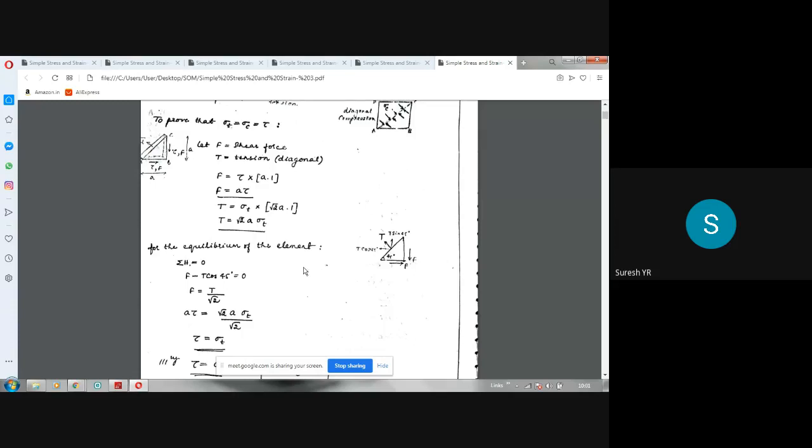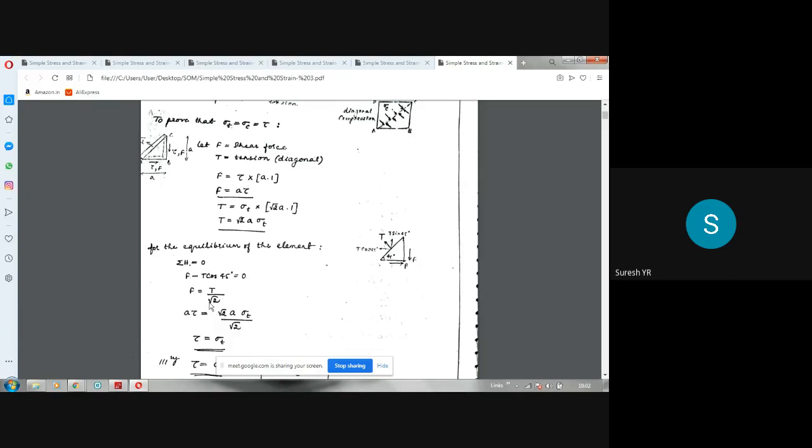So if you use that, what happens? Sigma H: if I take forces towards the right as positive, naturally forces acting towards the left will be negative according to the sign convention. So F is acting towards the right here, horizontal F1 is acting towards the right, positive. T cos 45 is acting towards the left, so it should be negative. So F minus T cos 45 should be equal to 0. So this is the horizontal equilibrium condition.